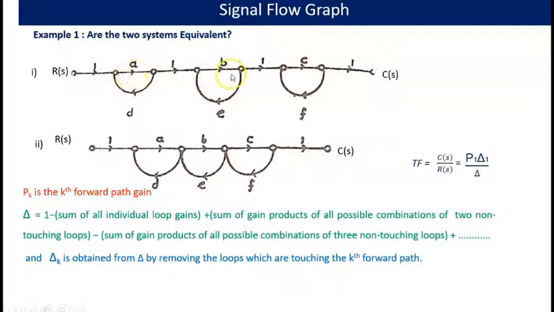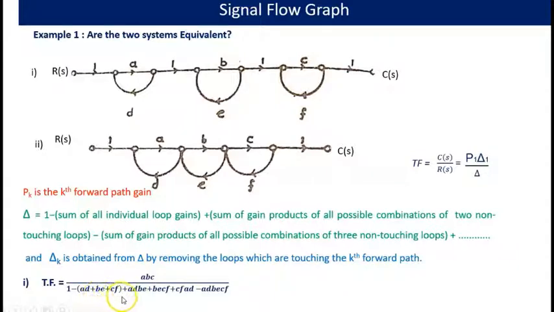Here only one forward path is there, that is ABC, and three loops: AD, BE and CF. So we can write the transfer function: forward path P1 is ABC, and delta 1 is equal to 1 because all the loops are touching that particular forward path. Therefore P1 delta 1 is ABC divided by 1 minus sum of all individual loop gains, that is 1 minus (AD plus BE plus CF).